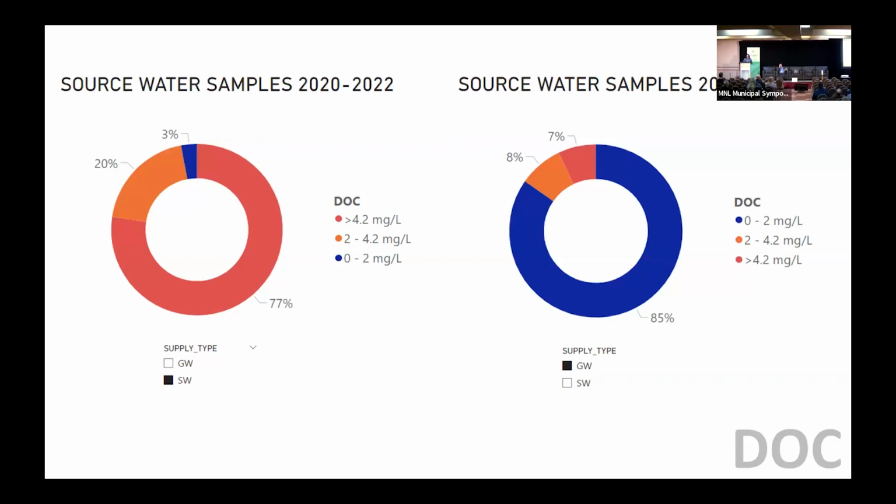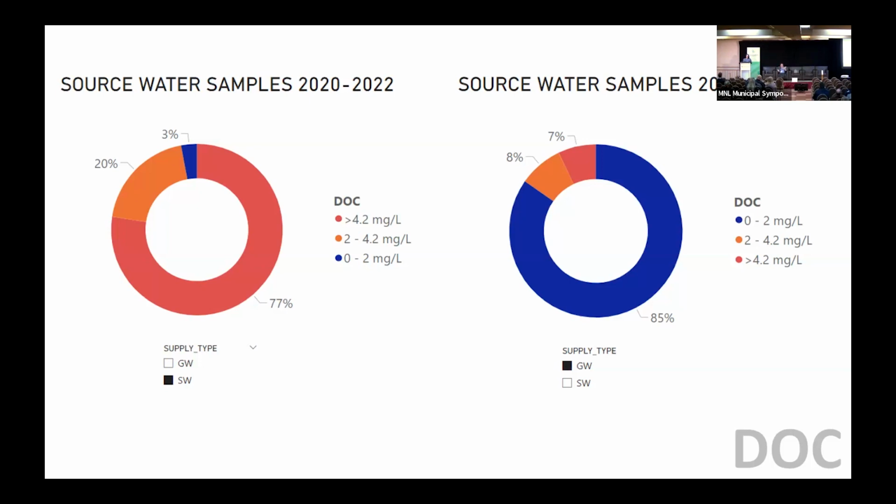Another key water quality issue, especially with surface water, is DOC, or dissolved organic carbon. There's no guideline value associated with DOC, but when we have organics in our water and we chlorinate, we can form disinfection byproducts. You've probably heard of THMs and HAAs before. So when we've got high DOC, that can contribute to a high level of the formation of those disinfection byproducts.